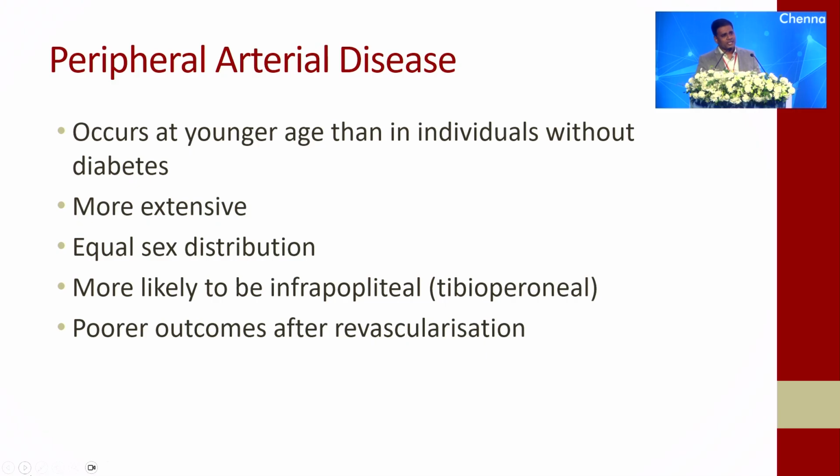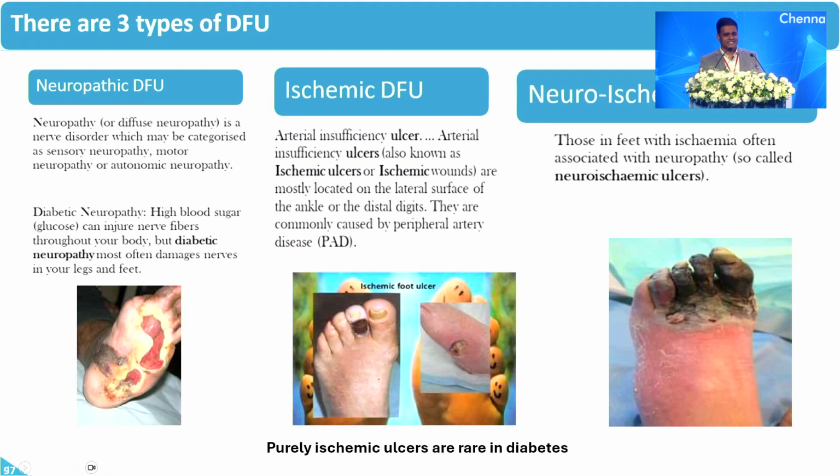It's not only common with diabetes; you can also have peripheral artery disease in non-diabetic individuals and younger populations. It's more extensive, with an equal gender distribution, most likely in the infrapopliteal region, and it has many times poorer outcomes even after revascularization. Unlike our cardiovascular system, it's not very often revascularized in peripheral artery disease.